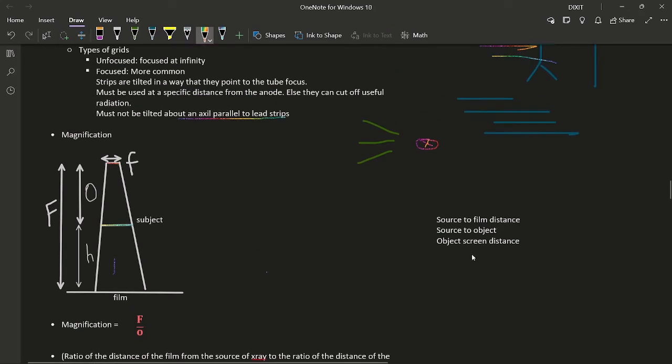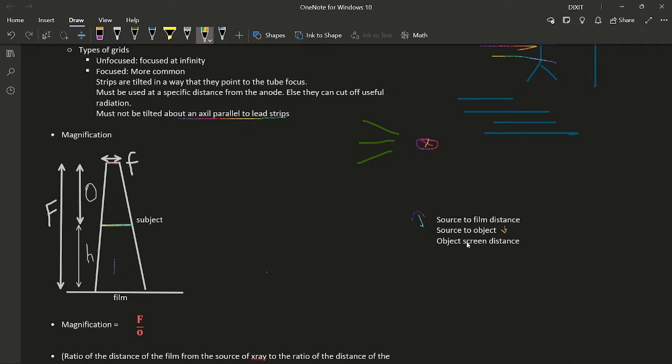Now something they might ask is what happens when the source to film distance is increased. So source to film distance, this is the source, this is the film, so this distance is F. When it's increased, of course magnification increases. Next one is what happens when the source to object distance increases. So this is the source, this is the object. When this distance increases, if we look at the formula, this value increases, so the magnification decreases.